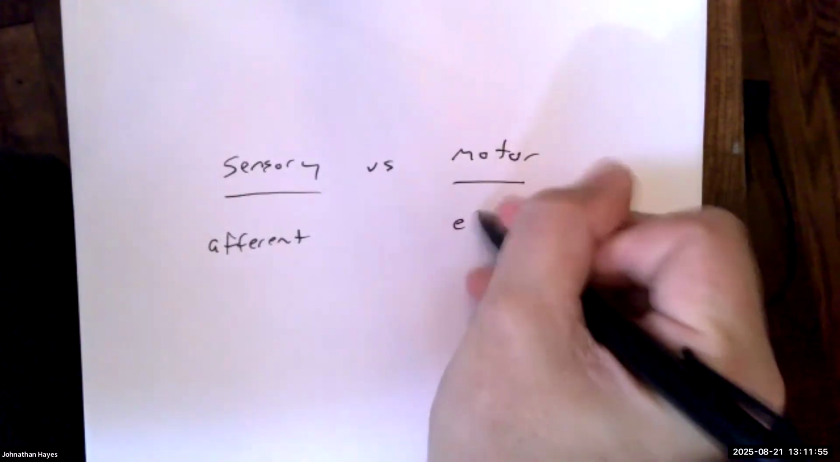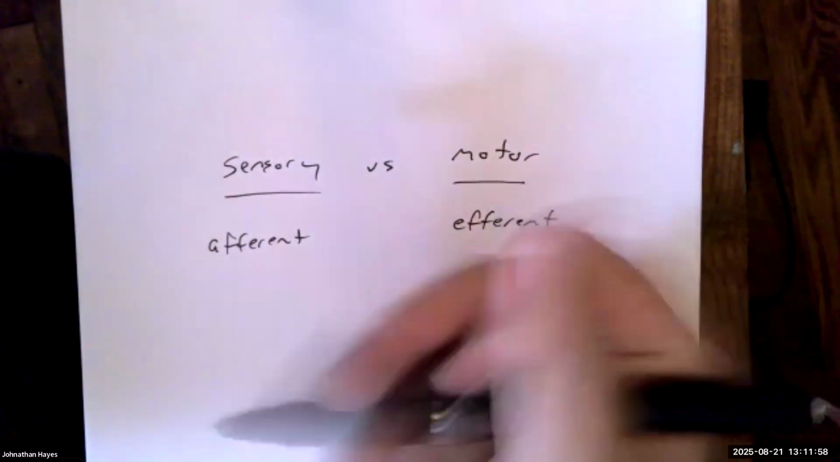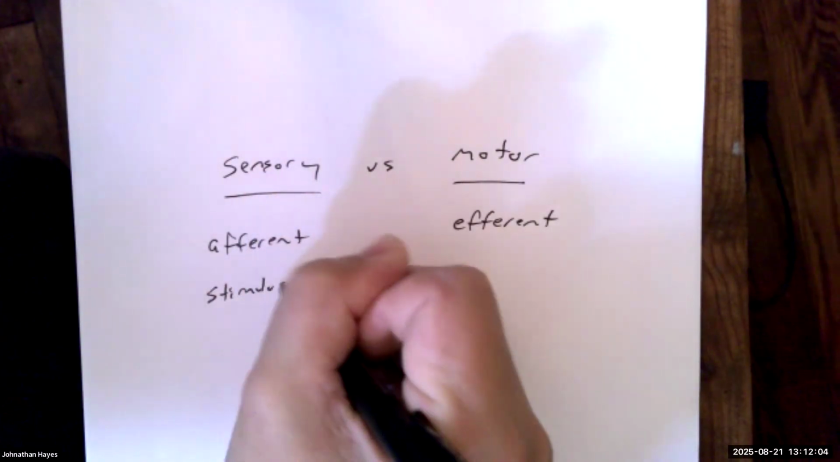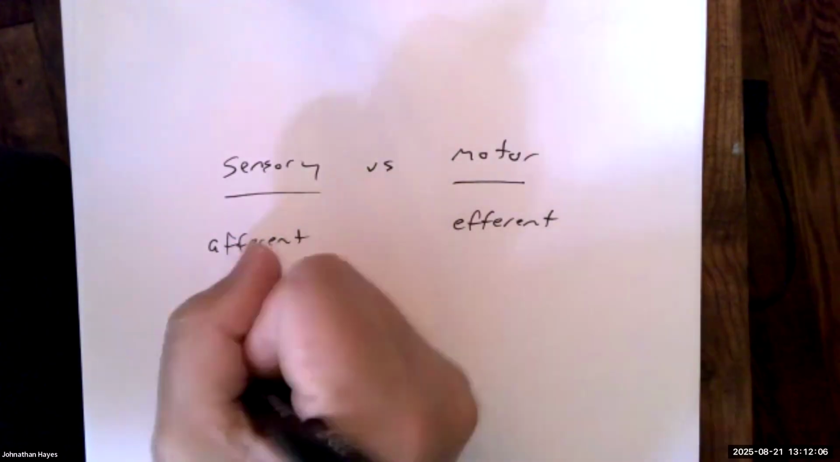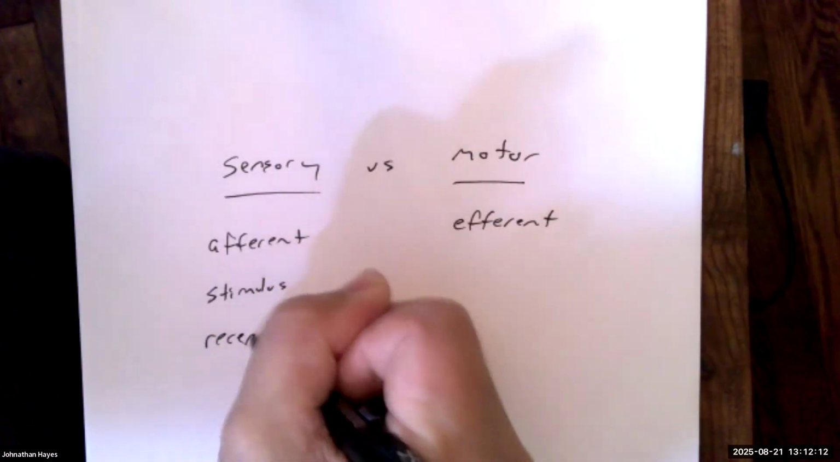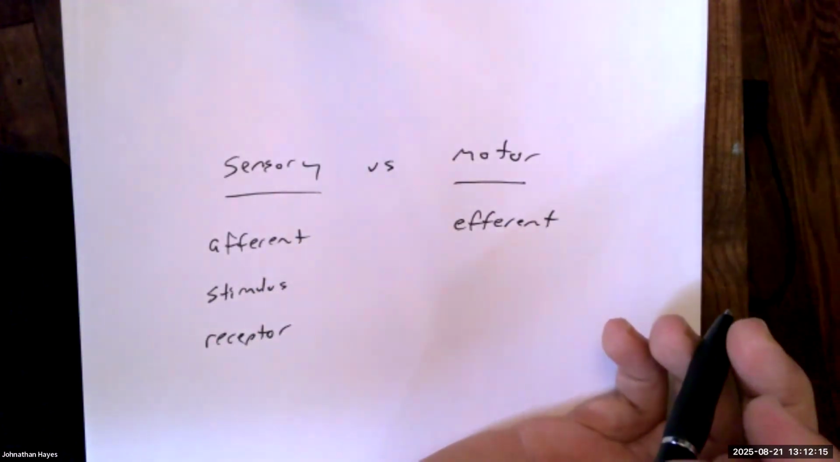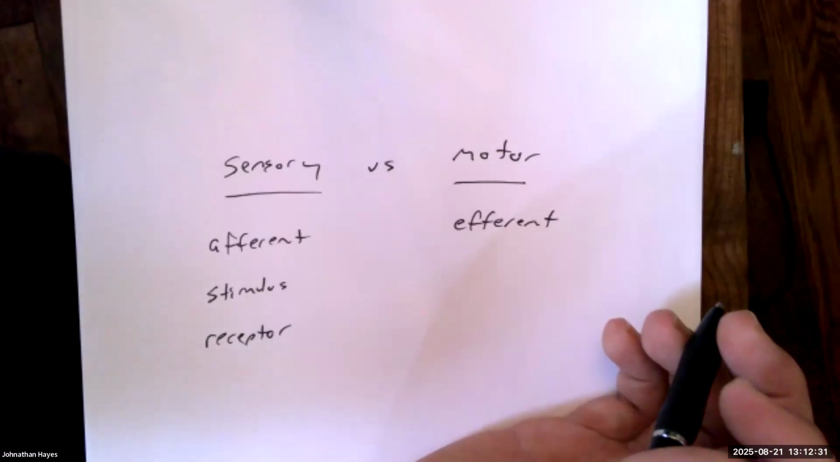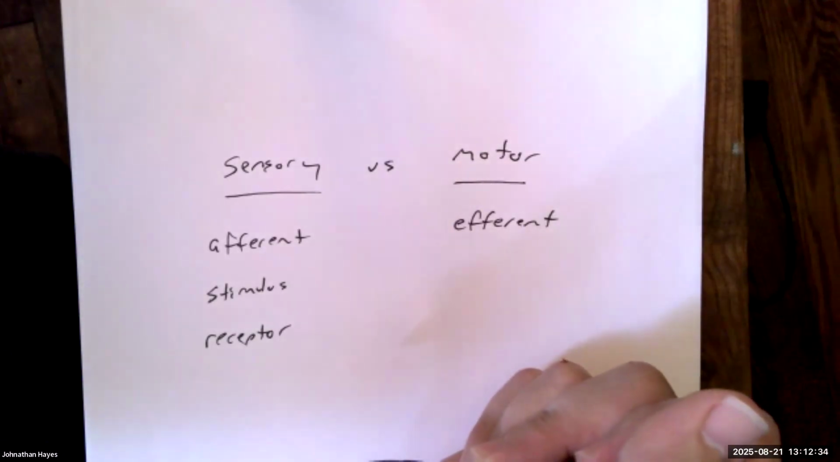Motor tends to carry things efferently. Sensory is picking up some type of stimulus, receiving some type of stimulus. And a lot of times it's going to have a specialized ending that can pick that stimulus up, called a receptor, right? So maybe it has an ending that picks up temperature, and then it's a thermoreceptor, or maybe it picks up a chemical concentration or change, and then it's a chemoreceptor. So pH would be an example of that. Blood oxygen and blood carbon dioxide saturation is a chemical concentration that we can pick up. So they'll have specialized nerve endings called receptors.